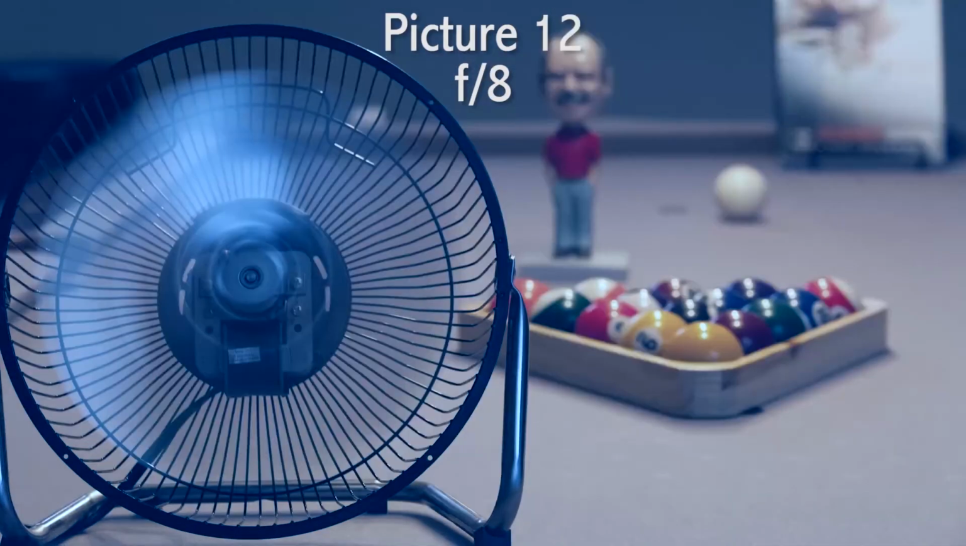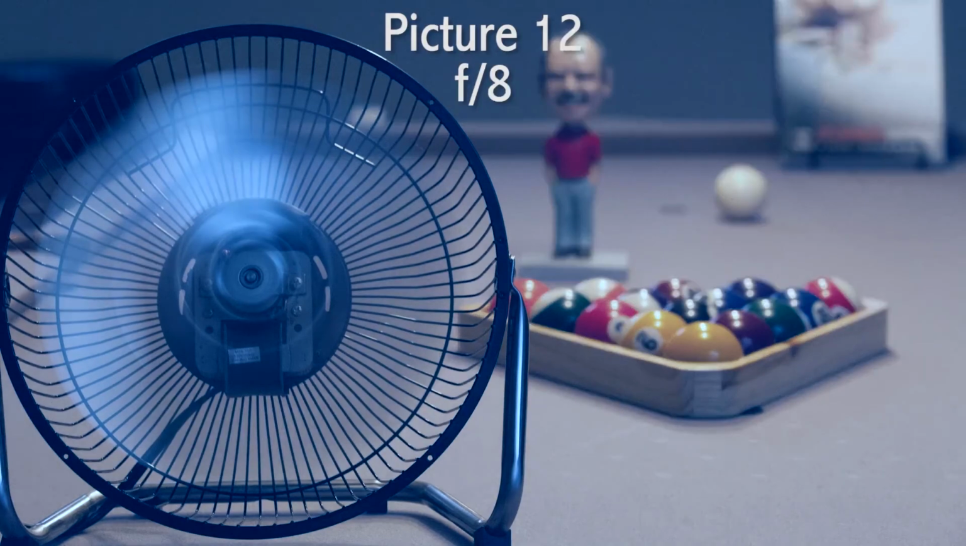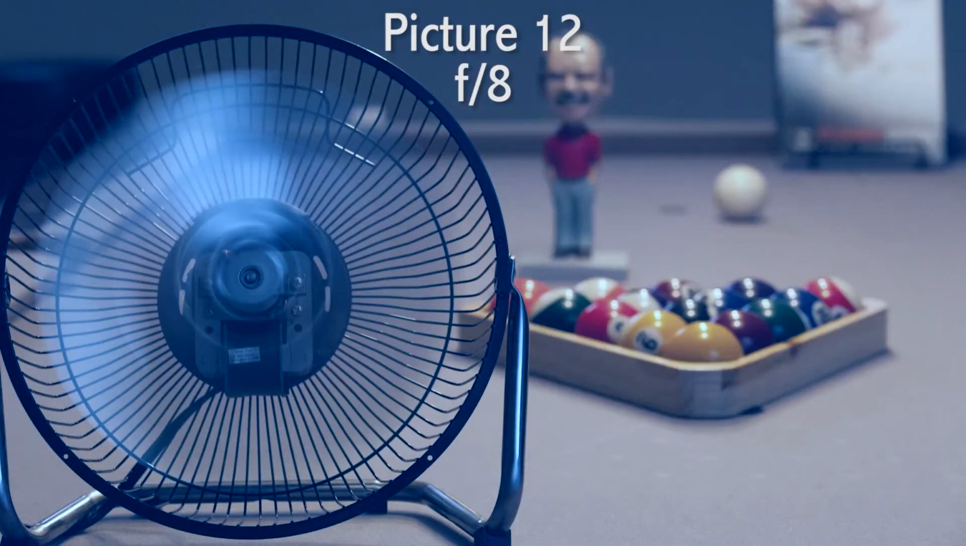You can also see that the fan blades are a little bit more distinct. This is because the camera chose a faster shutter speed, because I was using a larger iris, or a larger aperture, which will let in more light.